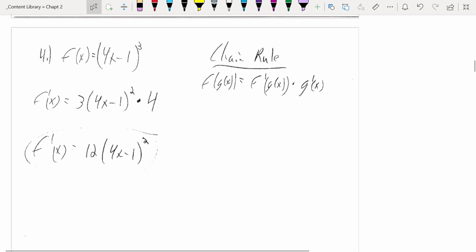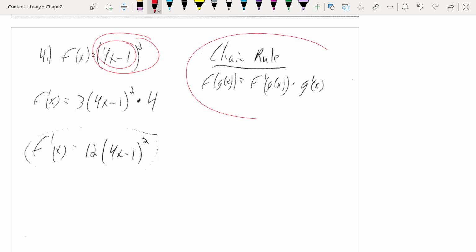Now number 4, the directions say find f prime of x for the following equation. And remember, f prime of x just means find its derivative. So to find its derivative, I've noticed that in this case right here, I've got an outer equation, and I've got an inner equation. So that means I'm going to have to use the chain rule. The chain rule says the following. Take the derivative of the outer, so that's what this right here means. It means take the derivative of the outer.